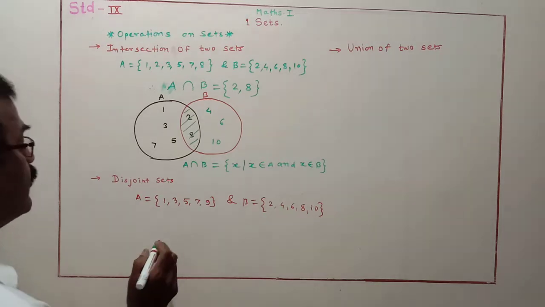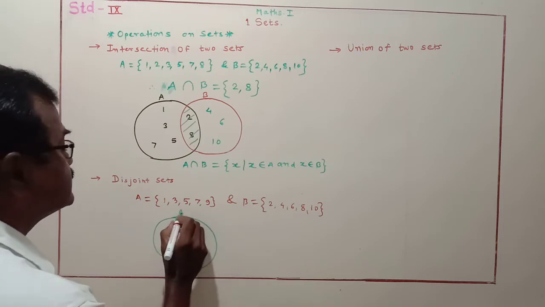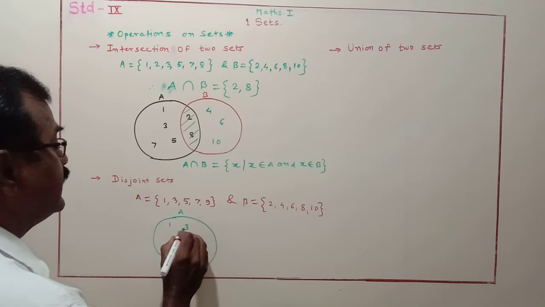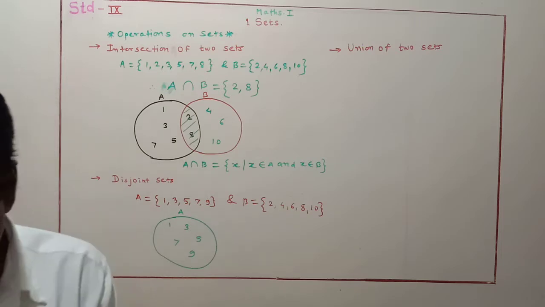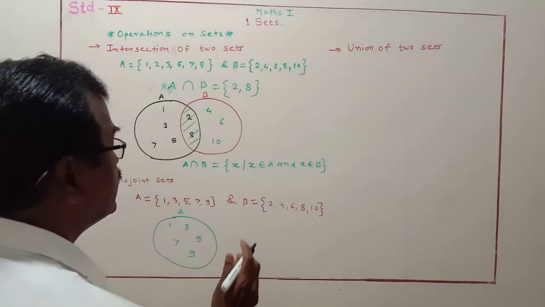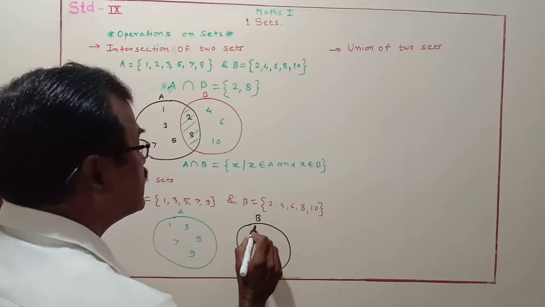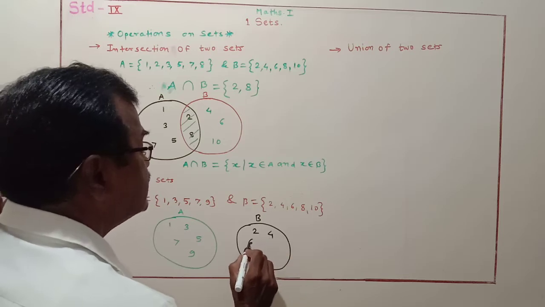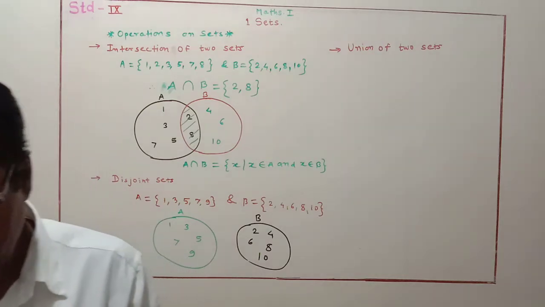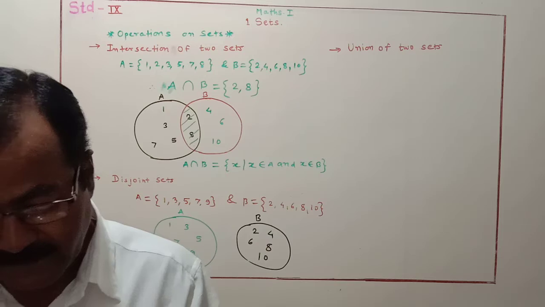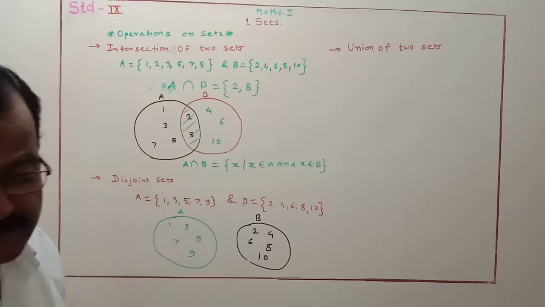If we draw a Venn diagram, this is set A: 1, 3, 5, 7, 9, and B is another set: 2, 4, 6, 8 and 10. In these two sets, their elements are completely different from each other. Therefore, these two sets are called disjoint sets.